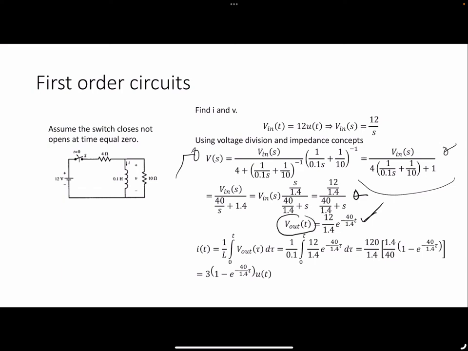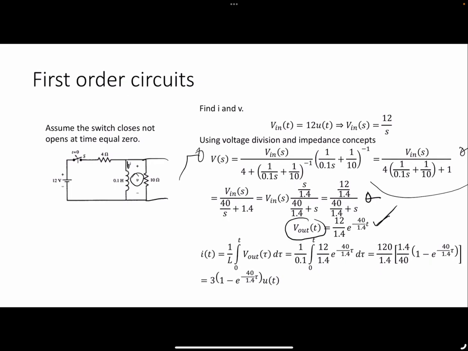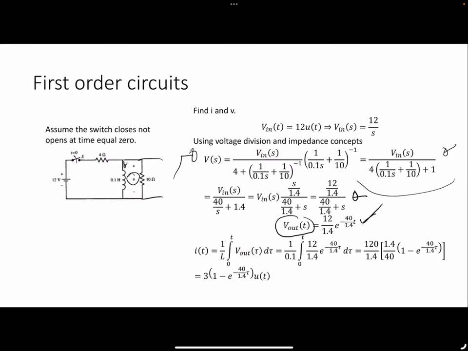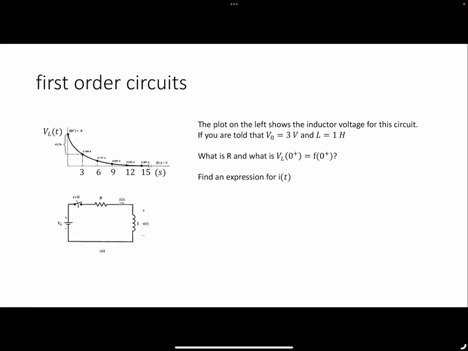Once you know the output voltage, or the voltage across here, V, in order to find I, you can just use the relationship V_L equals L d/dt of I_L. So you can invert this relationship in order to get your final solution. Does this make sense? So you should be able to do all this stuff for the final. Yeah, so you can practice this at home.